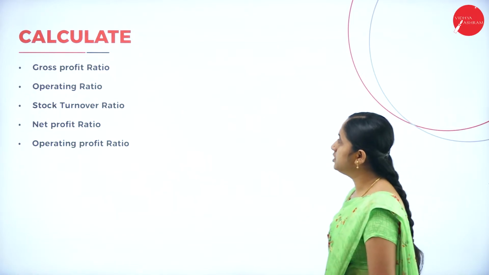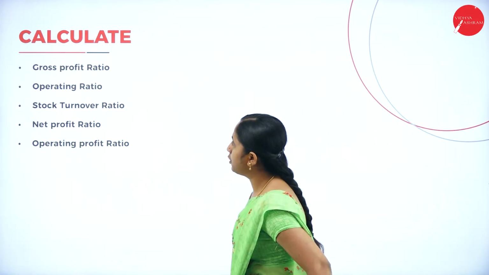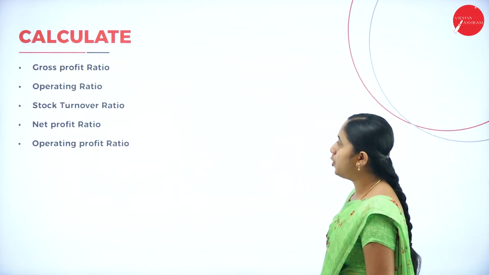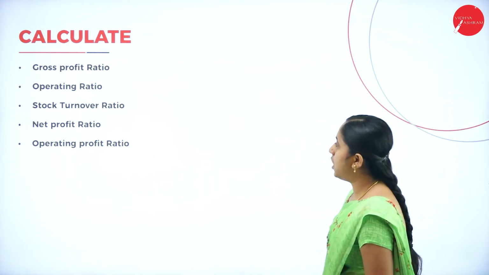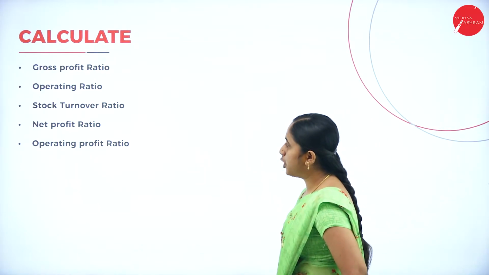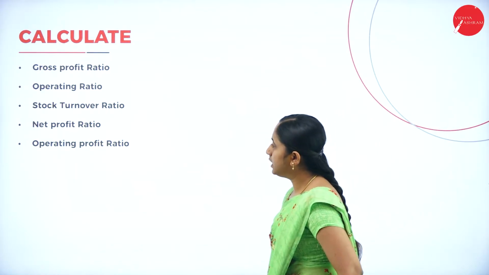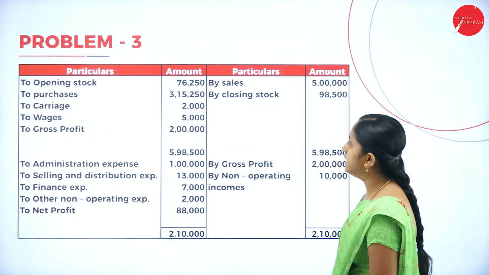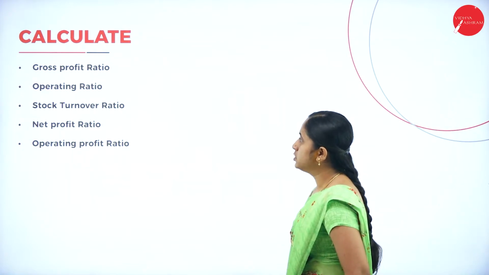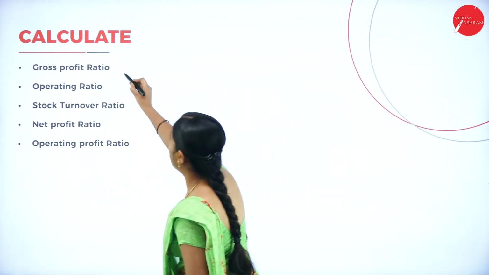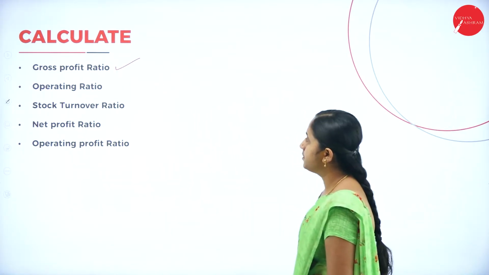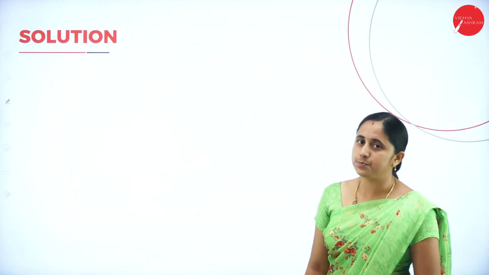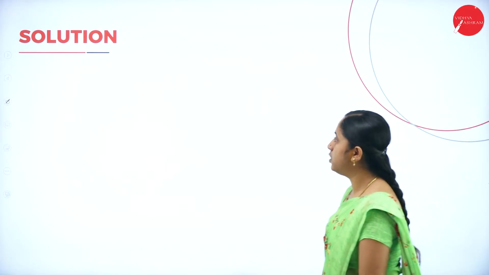From this information, we need to calculate gross profit ratio, operating ratio, which is nothing but operating cost ratio, stock turnover ratio, net profit ratio and operating profit ratio. So we have all the information to calculate these ratios. Let us begin with gross profit ratio. First, the formula: gross profit ratio is equal to gross profit divided by net sales into 100.